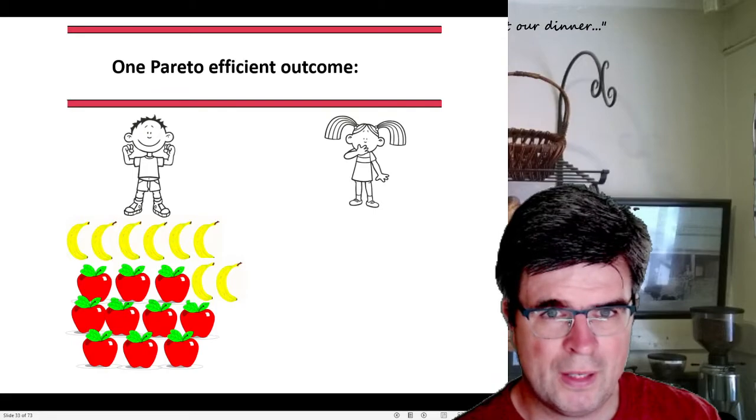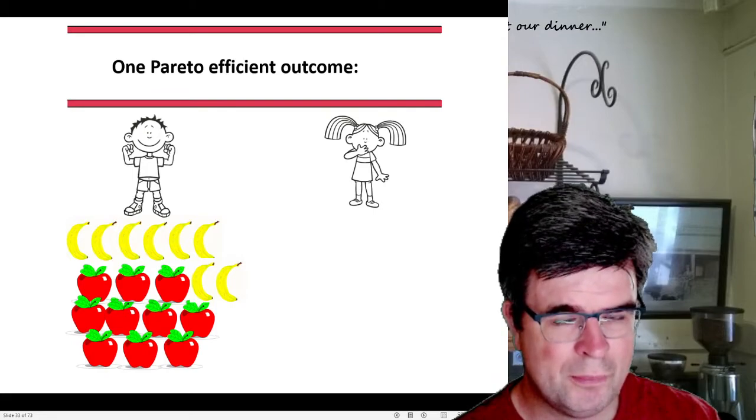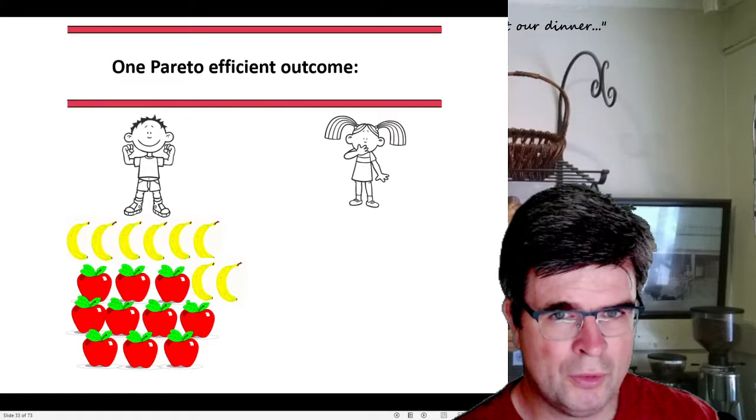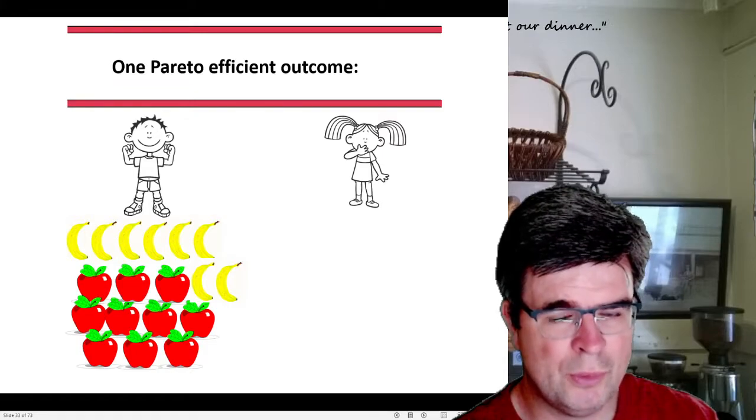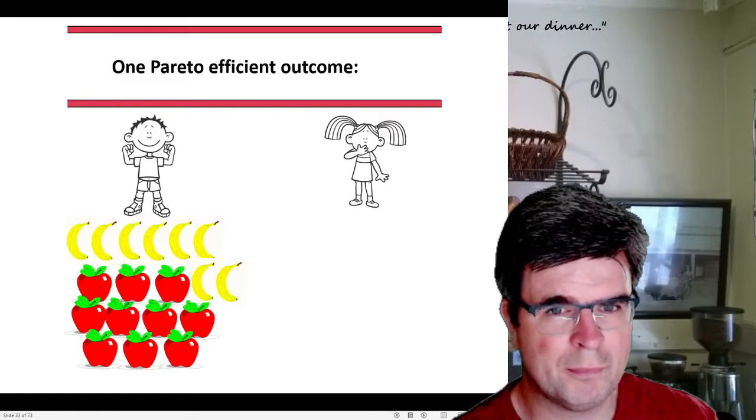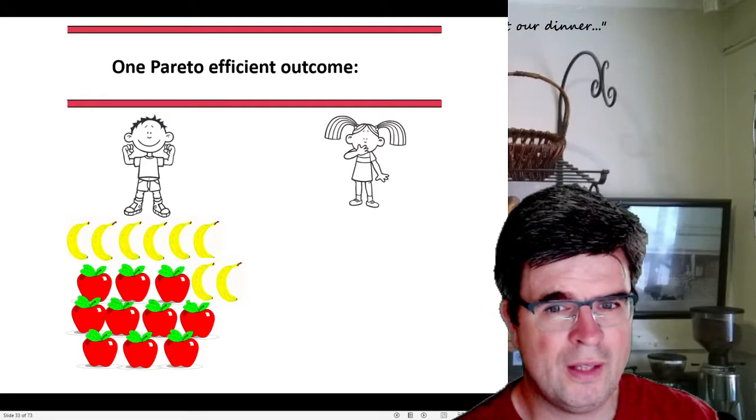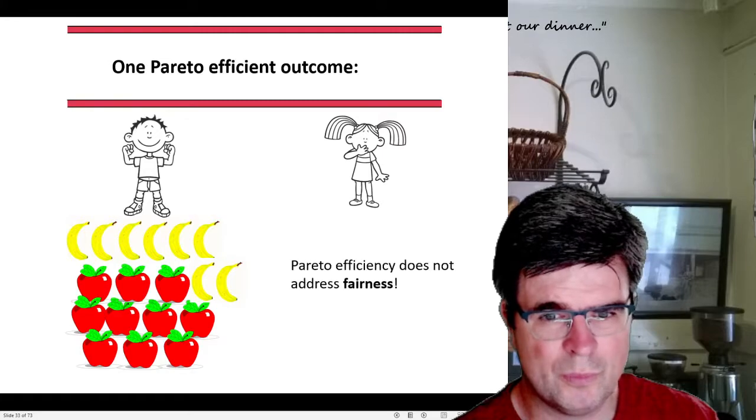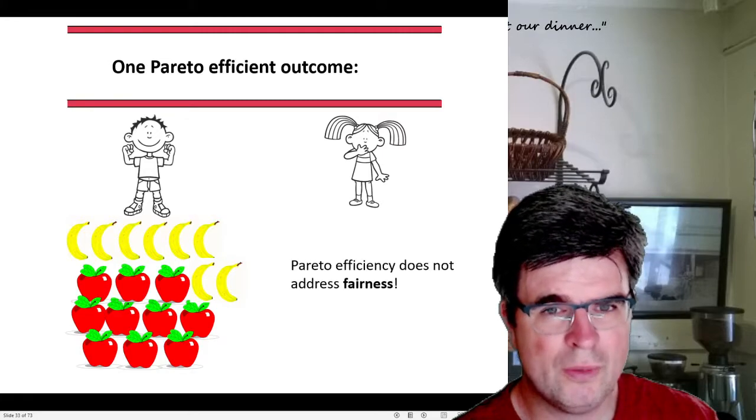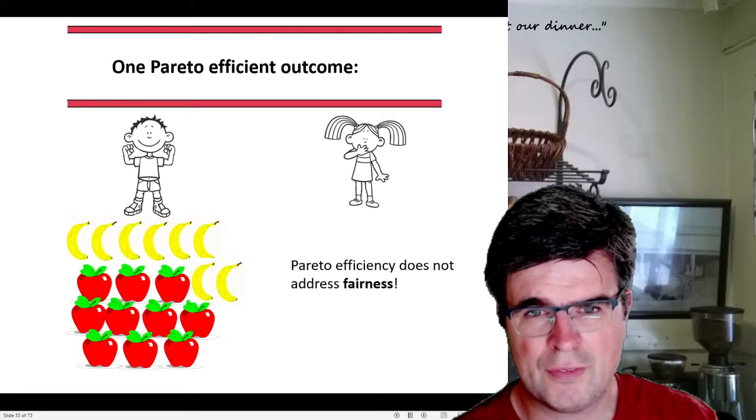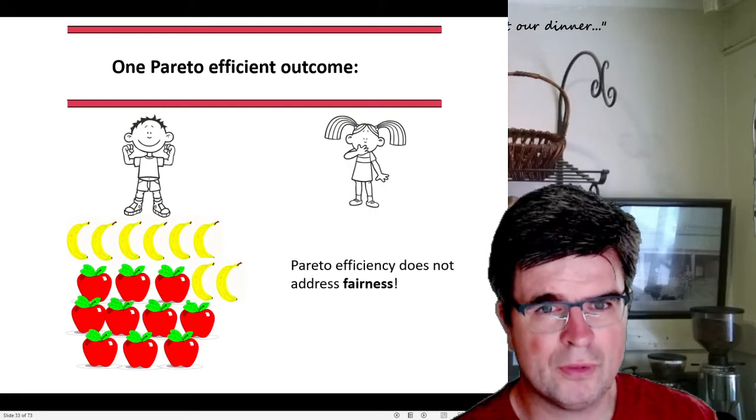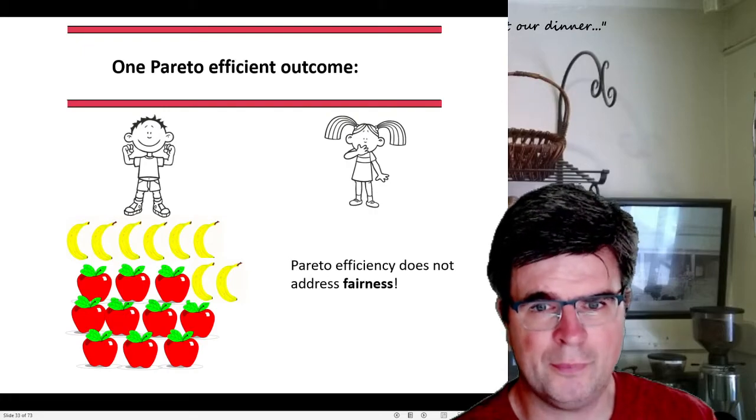So outcomes may be efficient, but from other considerations that you may have, you may not deem them fair because they're not very egalitarian. So Pareto efficiency does not have anything to say about the fairness of a certain outcome.